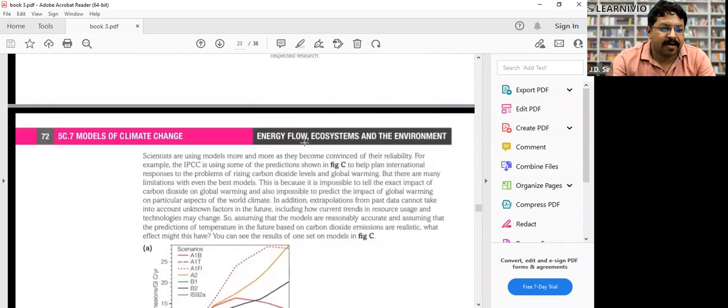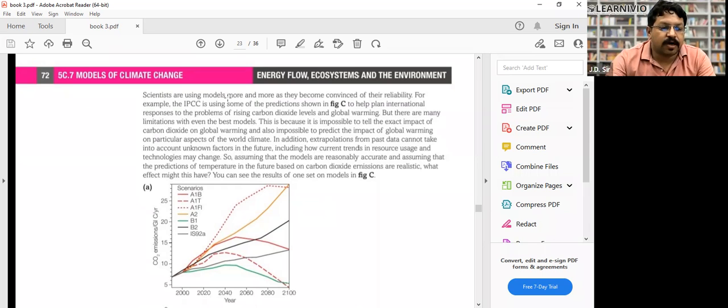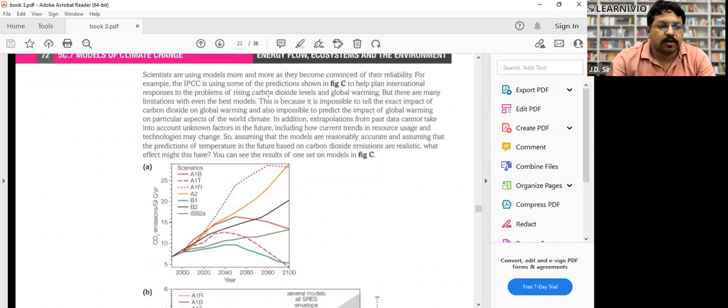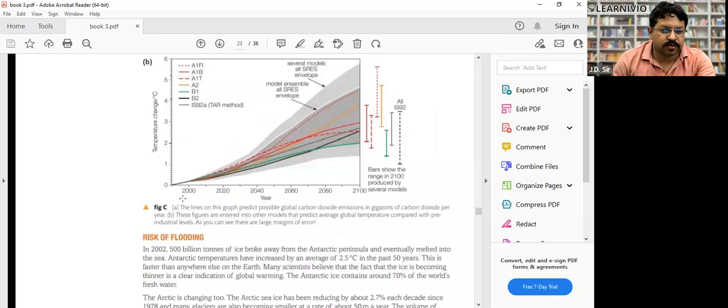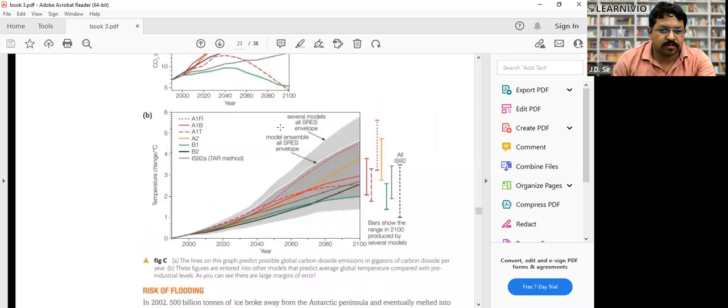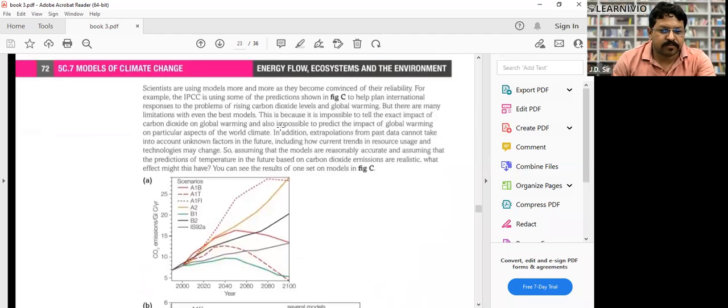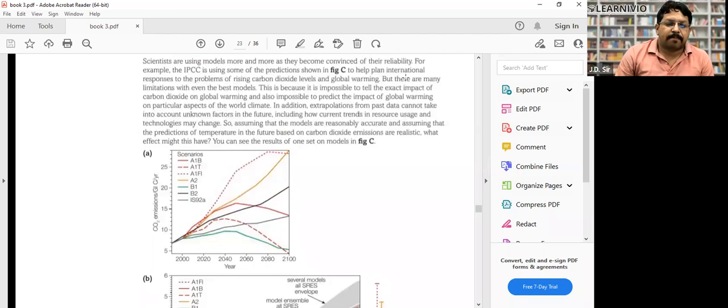So now, what else? The prediction. Scientists are using the models more as they become convinced of their reliability. For example, the IPCC is using some of the predictions shown in figure C. This one. And what is this model? It helps plan the international response to the problems of rising carbon dioxide levels and global warming.